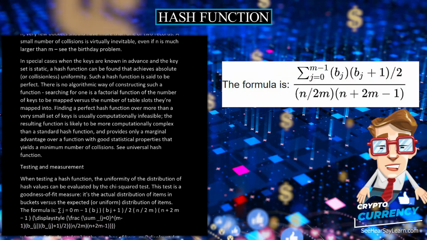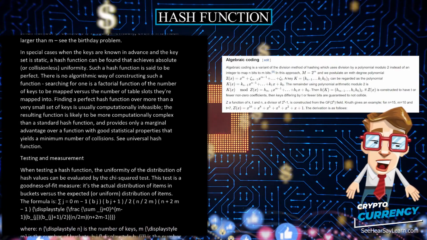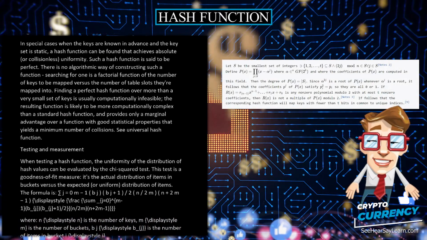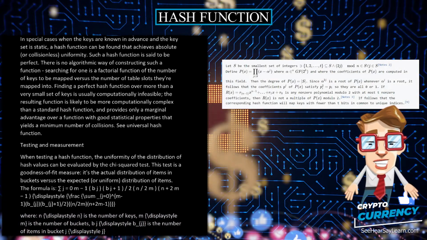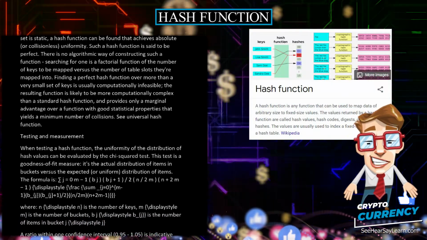Testing and measurement. When testing a hash function, the uniformity of the distribution of hash values can be evaluated by the chi-squared test. This test is a goodness of fit measure. It's the actual distribution of items in buckets versus the expected, or uniform, distribution of items.